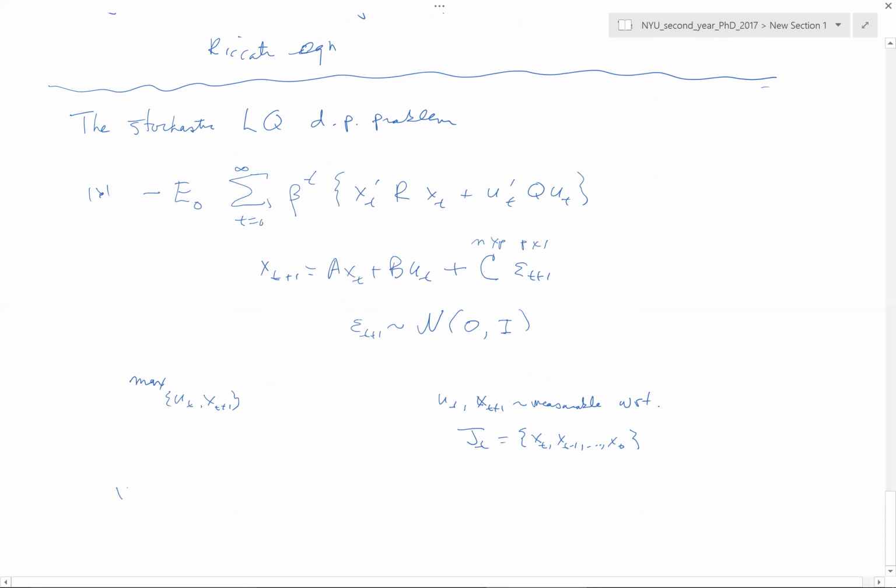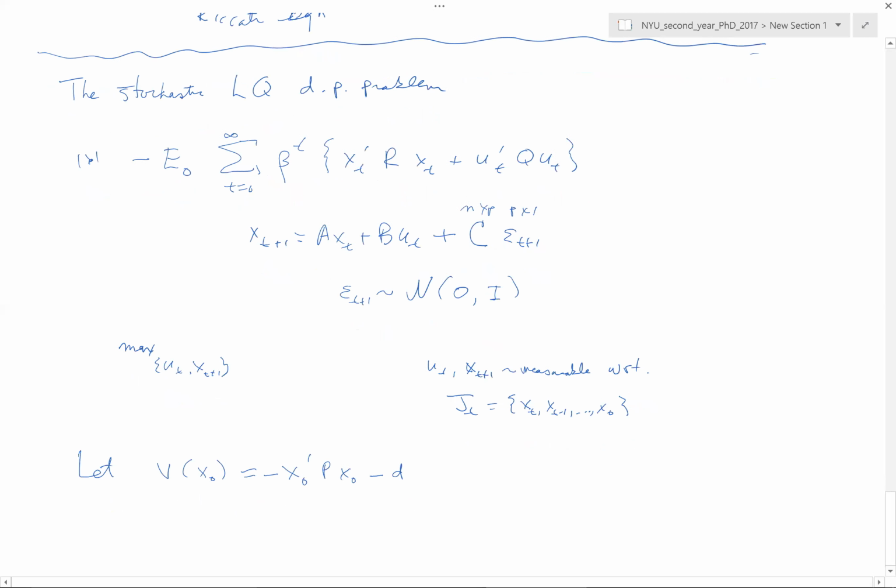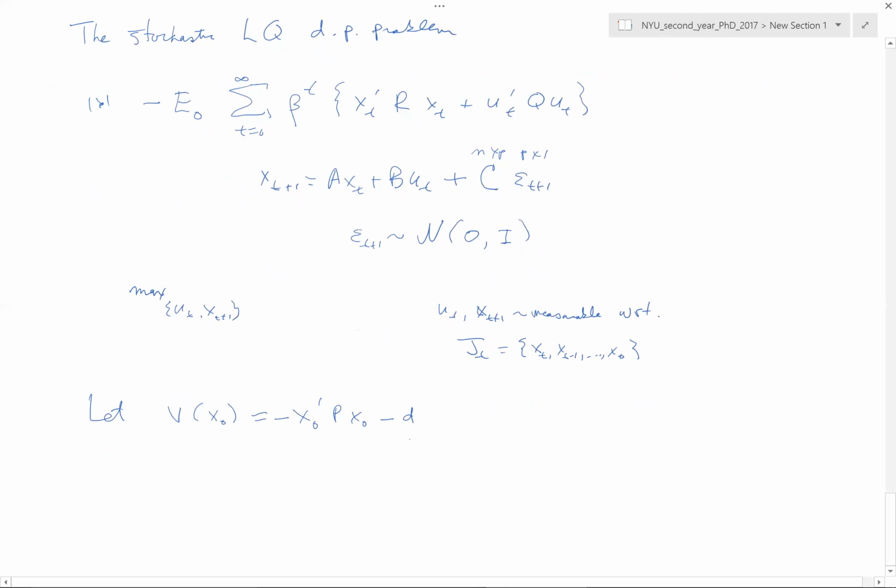So here's what happens. We guess again. We're going to guess at an optimal value function. We go through our steps of doing dynamic programming. And we always have to start with the word let. So I'm going to let V of x0 be the optimal value function. And I'm going to guess that it's x0 prime P x0, and now there's going to be a constant v. So the difference between this guess and what was before.